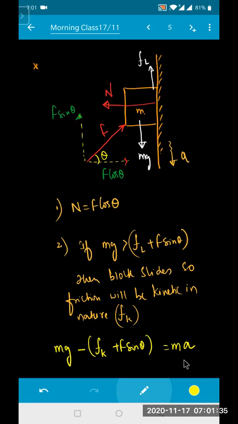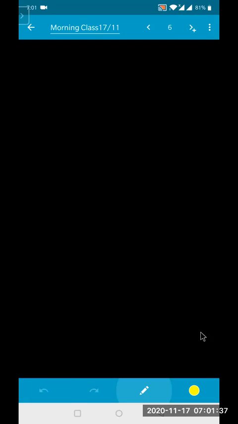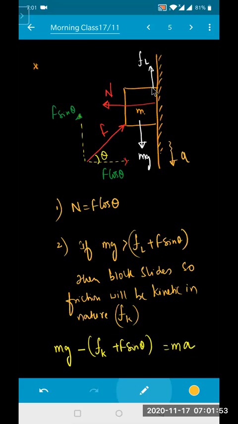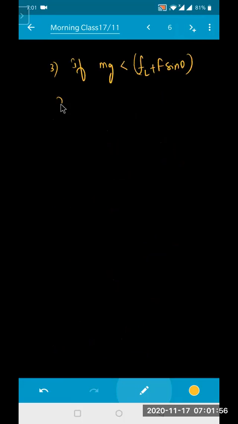So, point number 3. If your weight mg is lesser than limiting friction plus F sin theta, then mg is lesser, so the block will stay at rest. The block is at rest. The moment it is at rest, what will be the friction on this block? Friction will be balancing your mg.